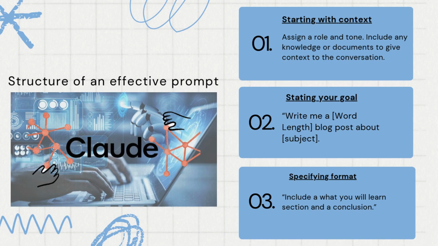Second thing would be stating your goal. And one example would be like, write me a 1,000-word blog post about the benefits of hiking. And the third thing would be specifying a format. After you state the goal, you could also include something like the example here, include a what you will learn section and a conclusion.